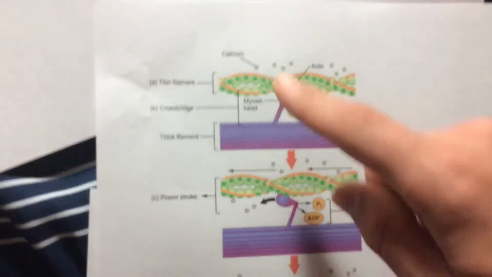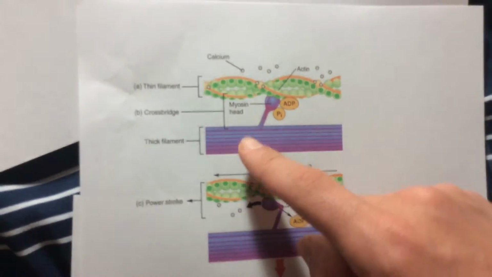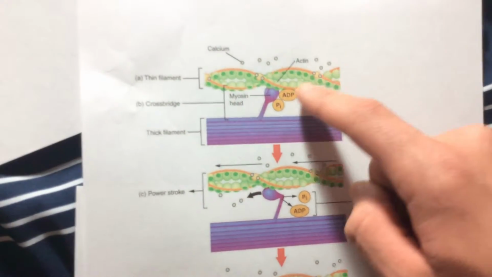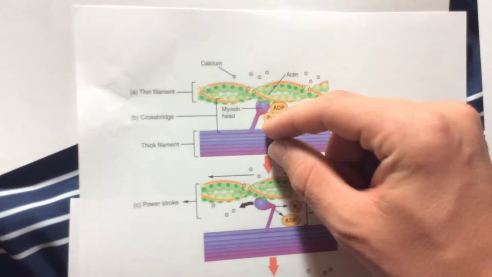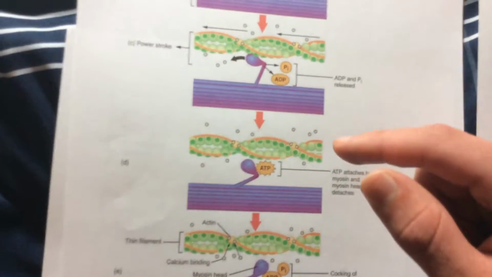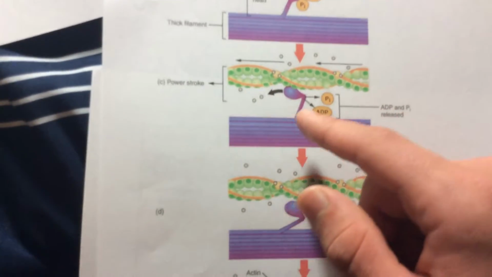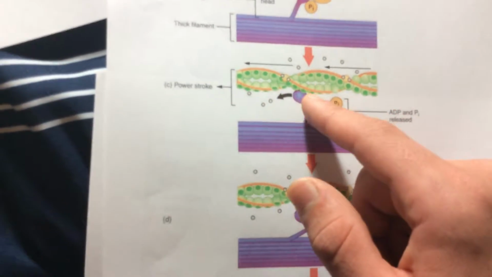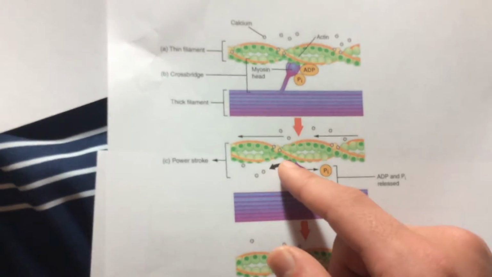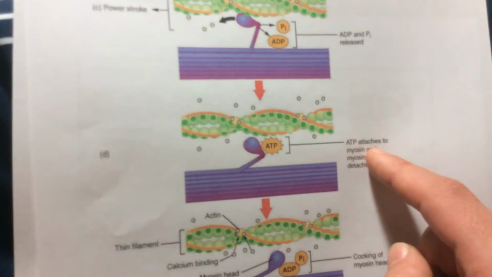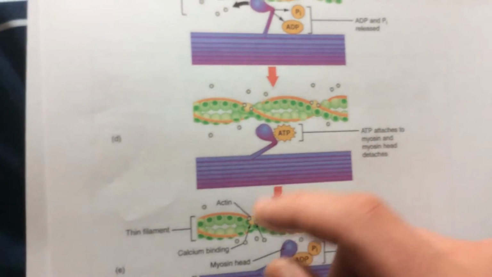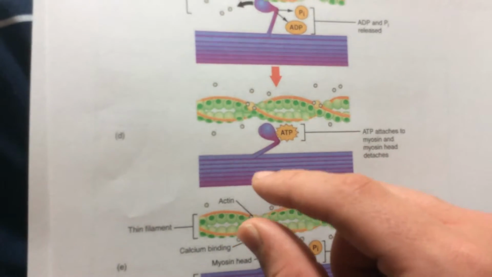So here, we got the calcium and the actin, and then you got the thin filament and thick filament. These are then pulled together, creating a cross bridge. Then we have what happens where the calcium ions are being released and pulled in by the ATP. The ATP attaches to the myosin and the myosin head detaches.